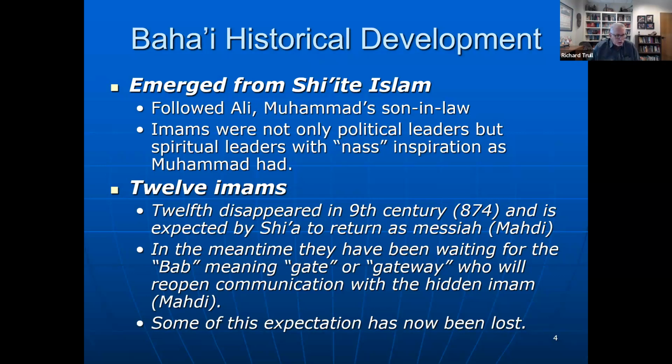If you remember the 12 imams, the 12th disappeared in the 9th century and is expected by the Shia to return as a kind of messiah, or what they call the Mahdi. In the meantime, they've been waiting for what is called the Bab, which means gate or gateway, who will reopen the communication with the hidden imam. Now, if this sounds a little familiar, of course, for us who are Christians, we had John the Baptist who would prepare the way for the coming Messiah. And so this is something very similar to that. I wouldn't be surprised if there's some dependence of Islam on some of this, but a lot in Islam have lost this expectation these days, but that was not the case back in this time period.